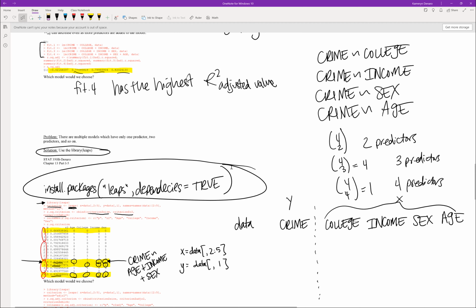So this is just getting you started with model fitting. And in our next video, we're going to go through another example of the Leaps package.